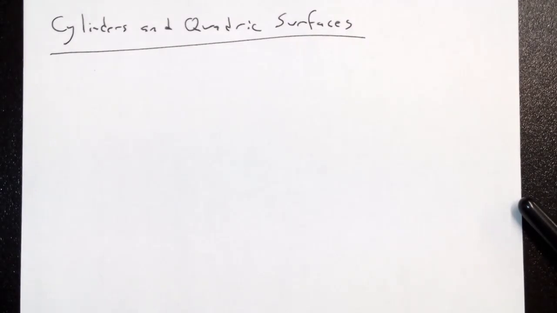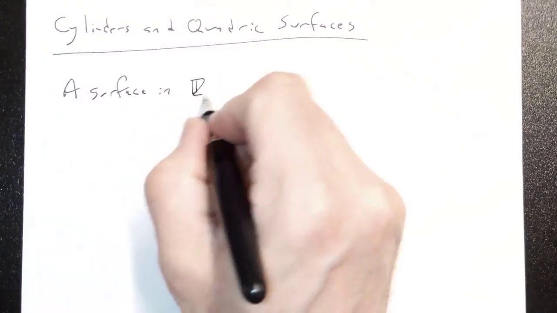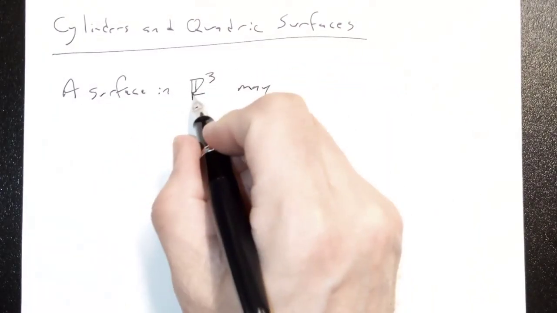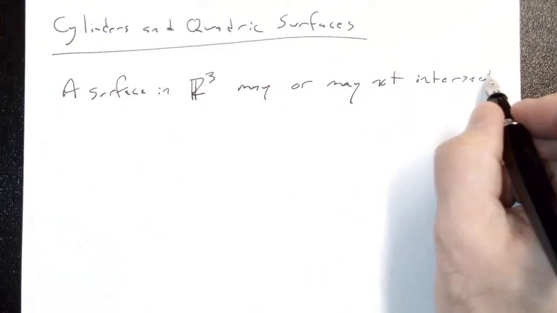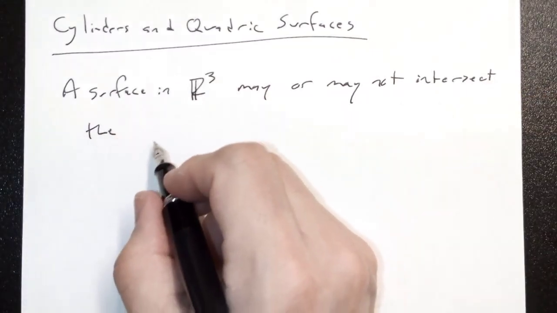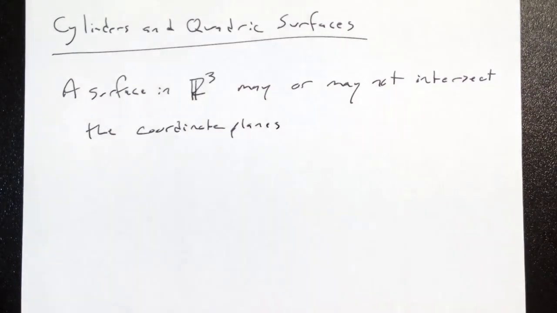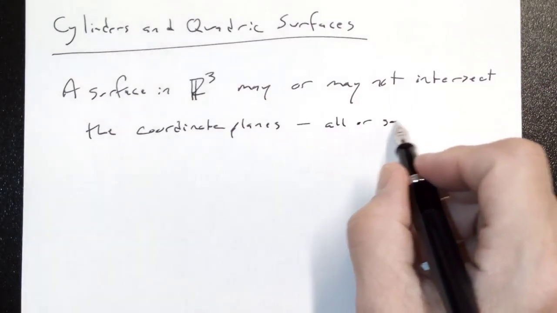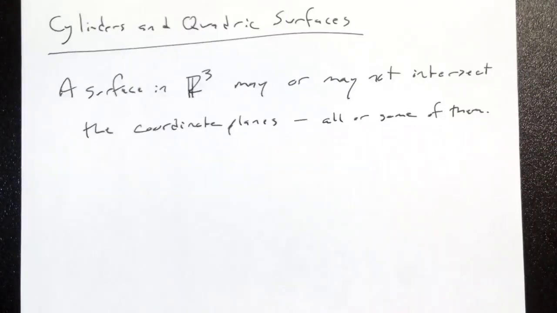But let's start with some simple ideas. Well, simpler ideas. If I create a surface in 3D, it is possible that that surface does not touch any coordinate planes.